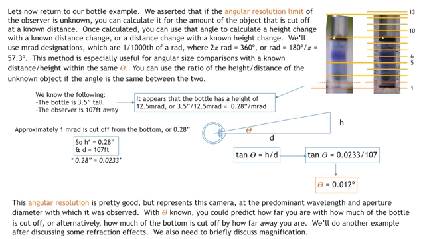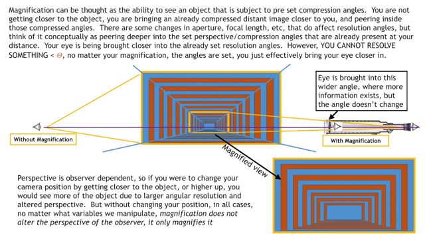And this angular resolution is pretty good, but represents this camera at the predominant wavelength and aperture diameter with which it was observed. So with a theta known for this particular object, you could predict how far you are with how much of the bottle is cut off, or alternatively, how much of the bottom is cut off by how far away you are. So we'll do another example after discussing some refraction effects to make this a little more clear. But we also need to briefly discuss magnification, I think, before we go further.